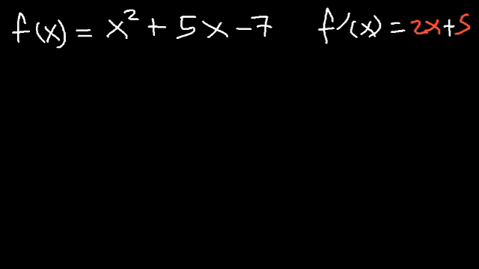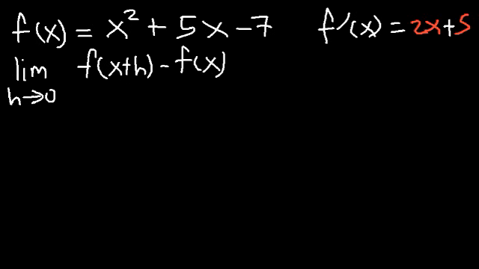So now let's prove it using limits. The limit as h approaches 0 of f of x plus h minus f of x, divided by h, is equal to f prime of x. So we need to get 2x plus 5 as our final answer.